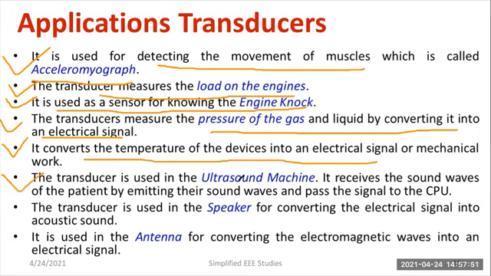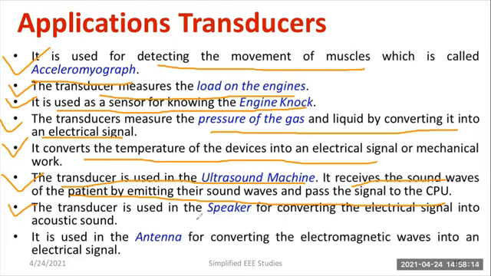And in biomedical applications, this is highly unavoidable. The transducer is used in ultrasound machines. It emits sound waves, receives the sound waves from the patient, and passes them to the CPU and that particular computer. Okay, the input will be a sound waveform and the output will be in the form of an electrical signal that will be observed in the computer.